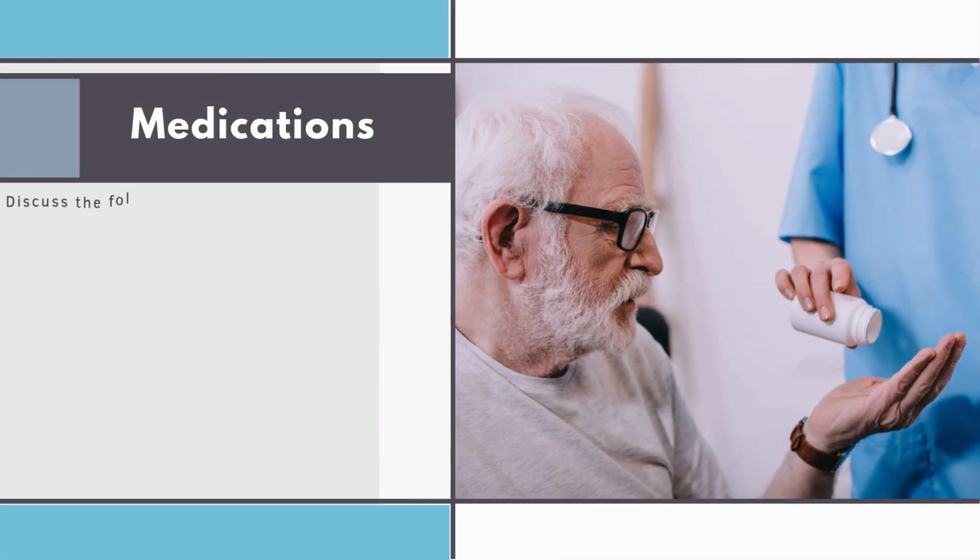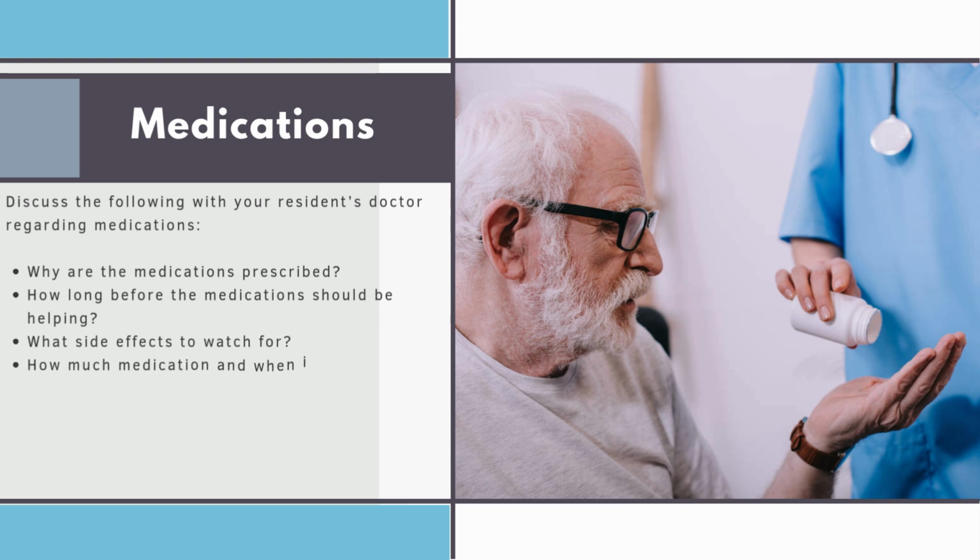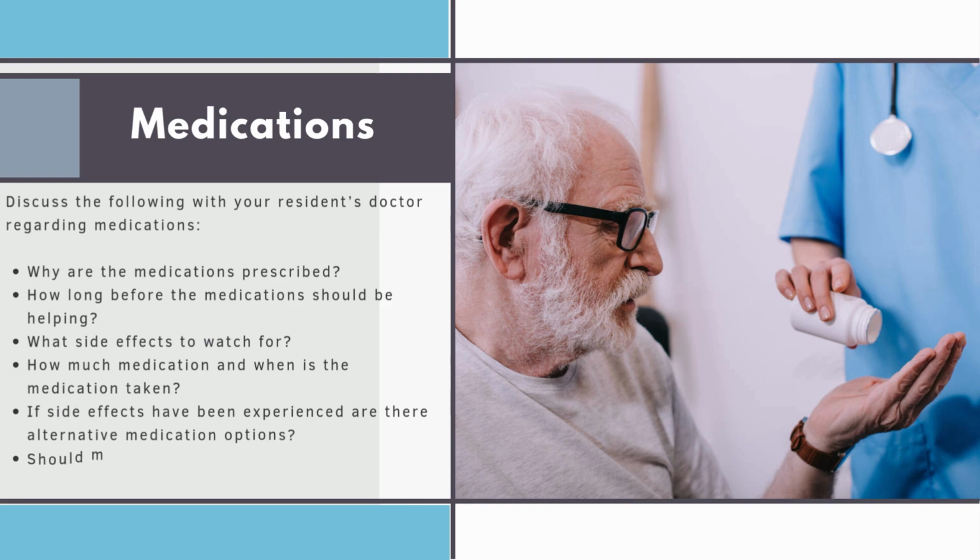Have your resident's healthcare provider review all the medications the resident takes, including over-the-counter medications. Talk openly with the resident's physician regarding fall risk and prevention. The following are some questions that should be asked of the resident's physician regarding medications. Why are the medications prescribed? How long before the medication should be helping? What side effects to watch for? How much medication and when is the medication taken? If side effects have been experienced, are there alternative medication options? Should medication be taken with food? Can any medications be eliminated?